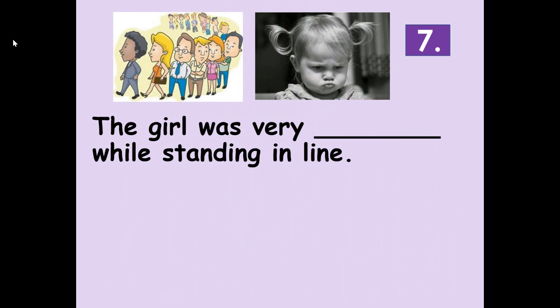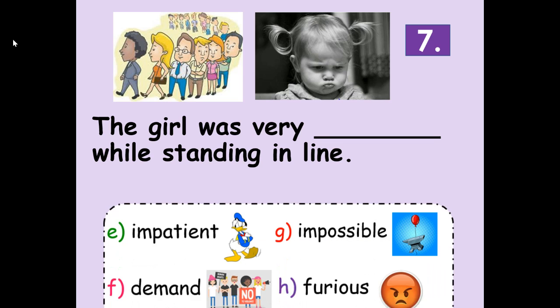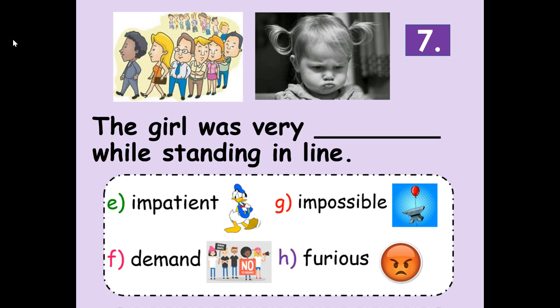Number 7. The girl was very blank while standing in line. So, what makes sense given the context of where the word is in the sentence and our picture clues? The girl was very impatient while standing in line. The girl was very demand while standing in line. The girl was very impossible while standing in line, or the girl was very furious while standing in line.